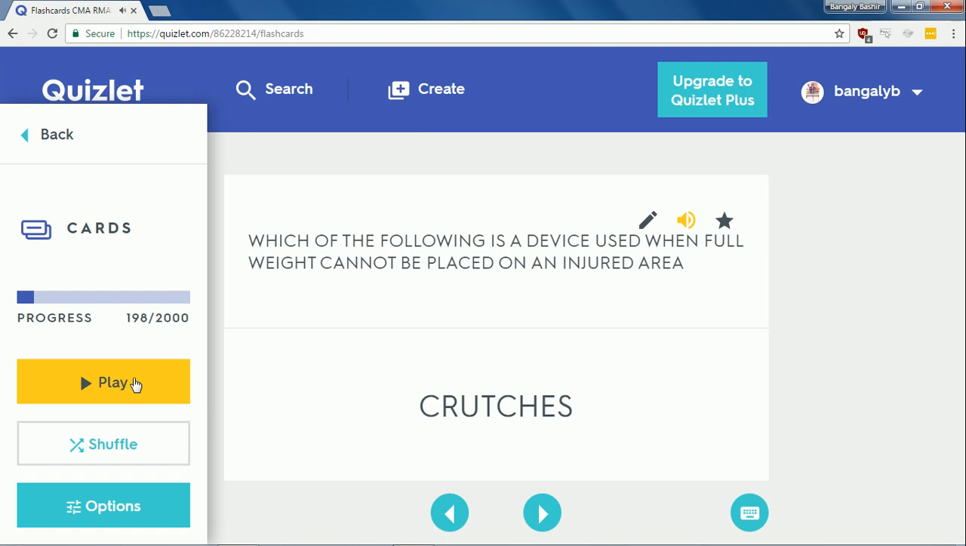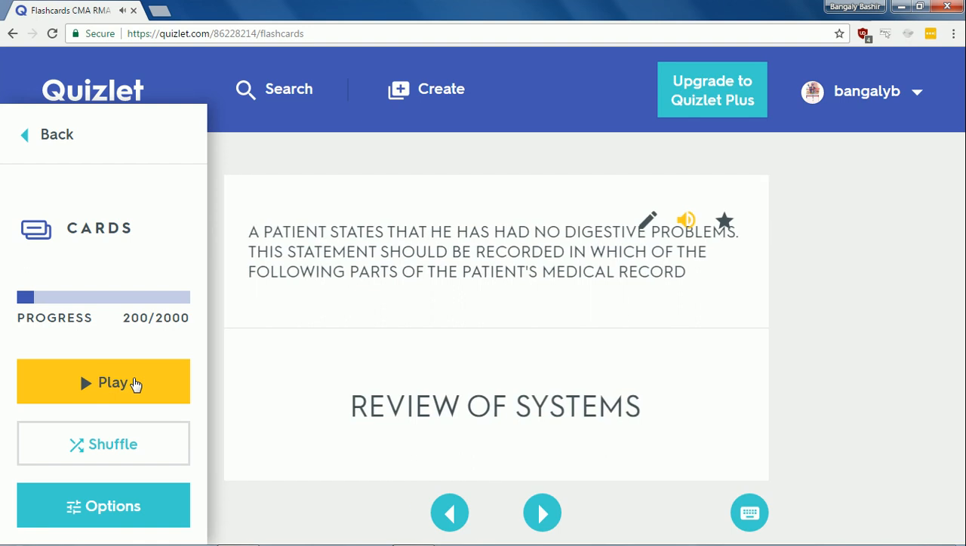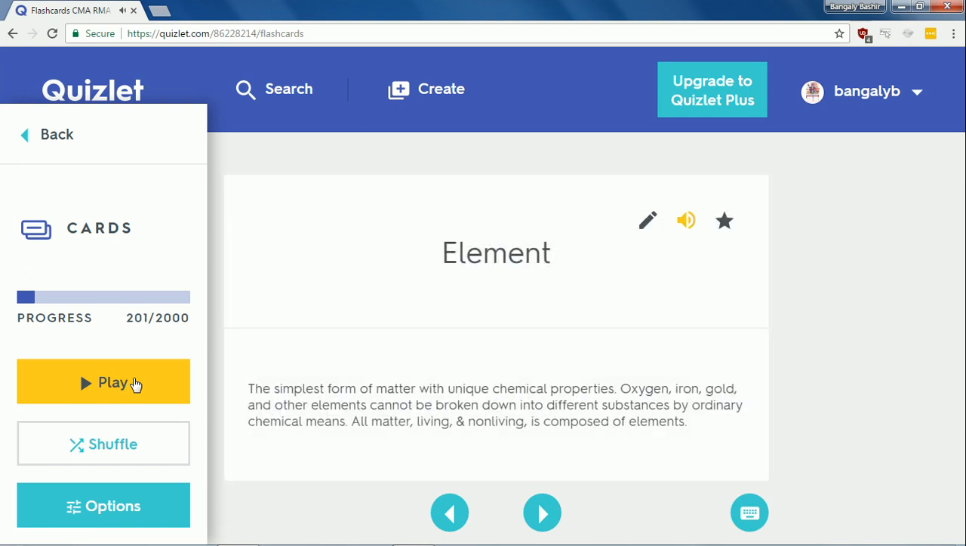Which of the following is a device used when full weight cannot be placed on an injured area? Crutches. Which of the following is an instrument that measures a person's ability to hear variations in sound intensity and pitch? Audiometer. A patient states that he has had no digestive problems. This statement should be recorded in which of the following parts of the patient's medical record? Review of systems. Element.